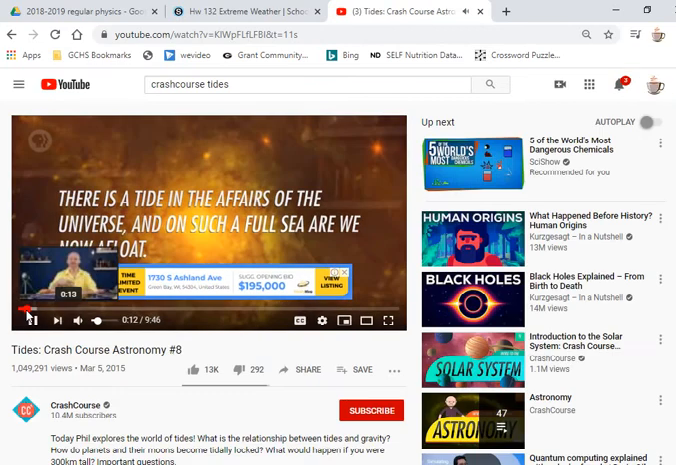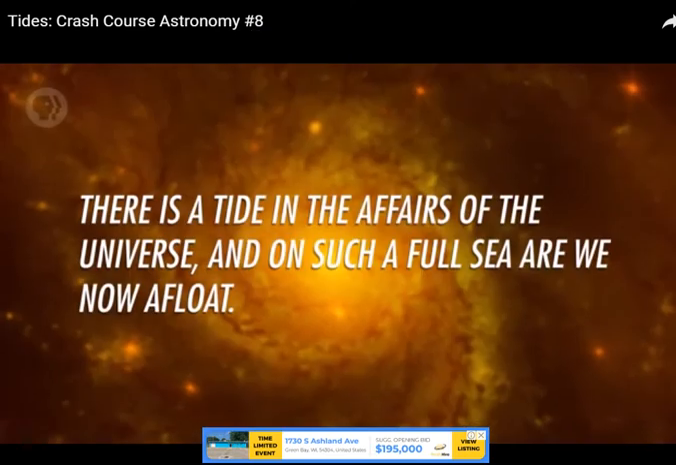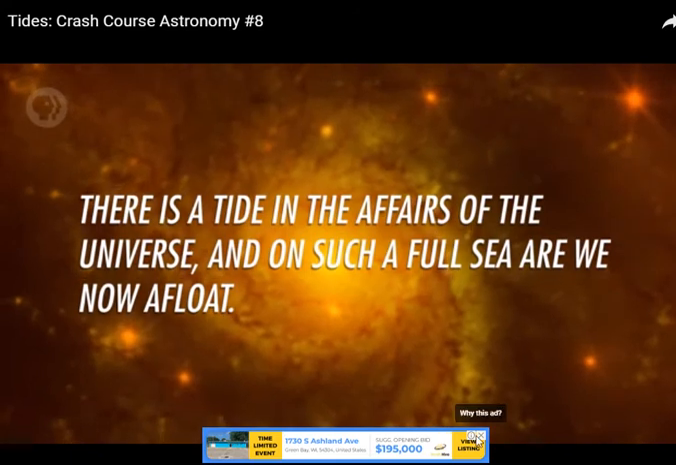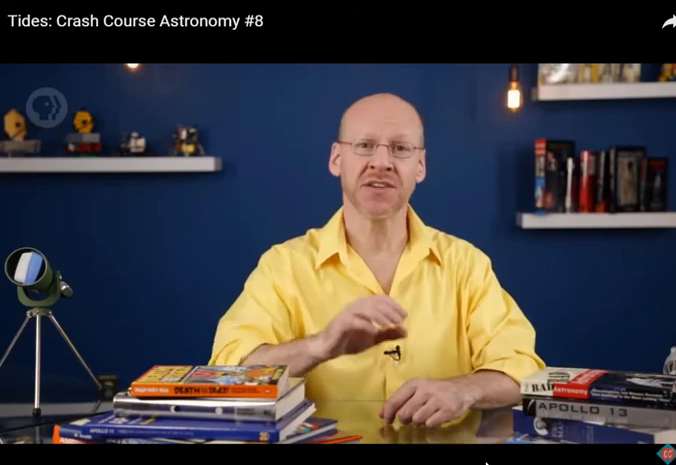You might just think, if Shakespeare had been an astronomer, he'd have said that there is a tide in the affairs of the universe, and on such a full sea are we now afloat. He would have been right. You might just think of tides as the ocean going in and out every day, but in fact, what astronomers call tides are a subtle but inexorable force that have literally shaped most objects in the universe. And to understand tides, we start with gravity.